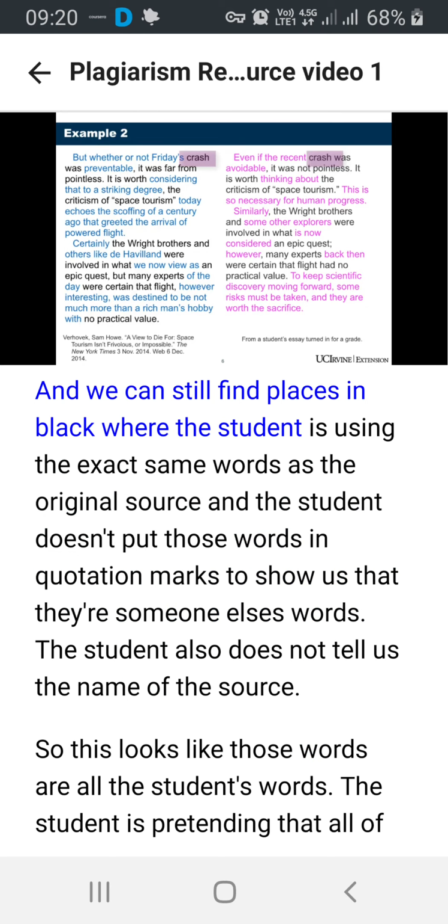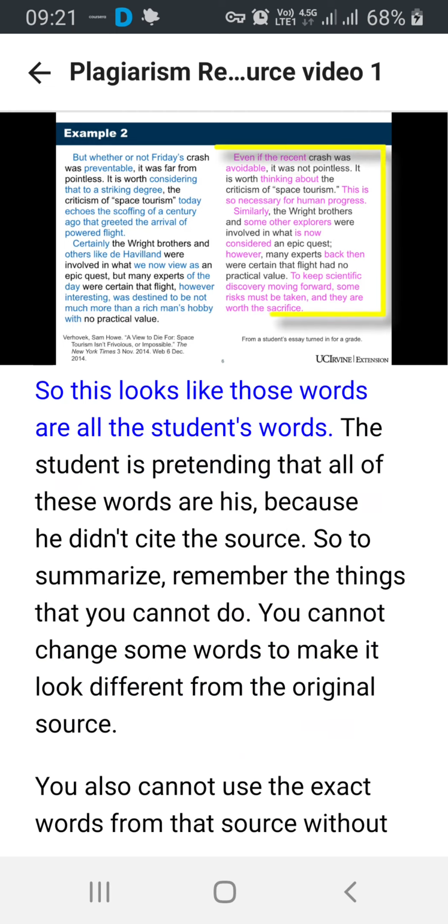And we can still find places in black where the student is using the exact same words as the original source, and the student doesn't put those words in quotation marks to show us that they're someone else's words. The student also does not tell us the name of the source. So this looks like those words are all the student's words. The student is pretending that all of these words are his because he didn't cite the source.